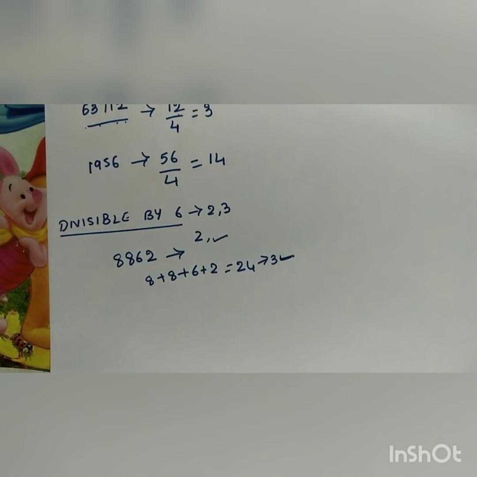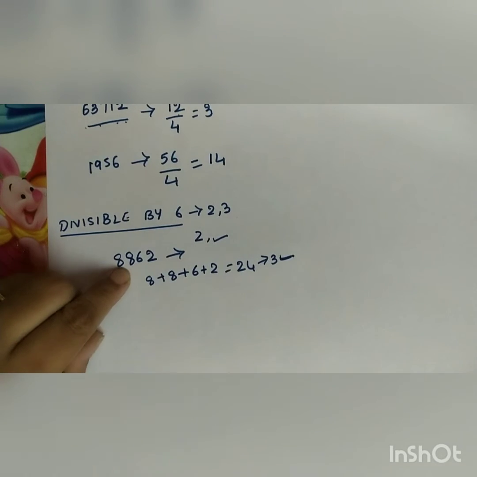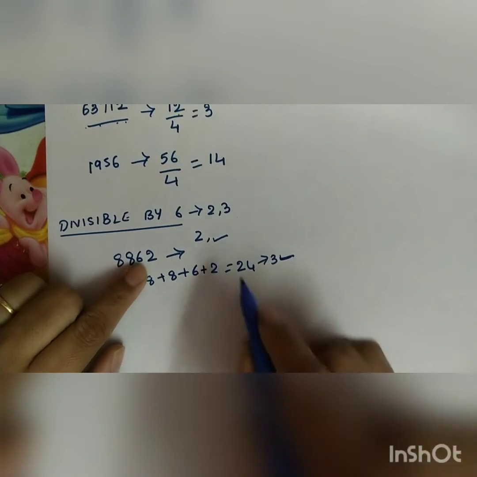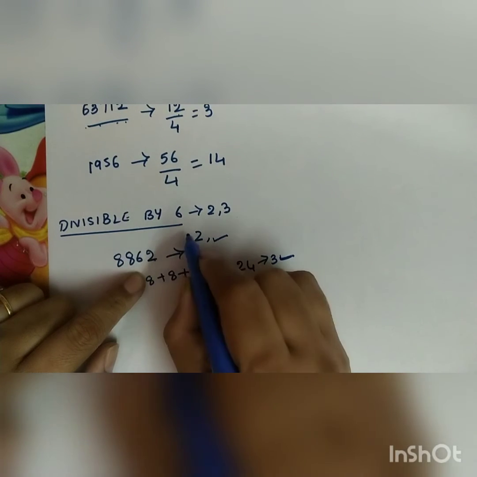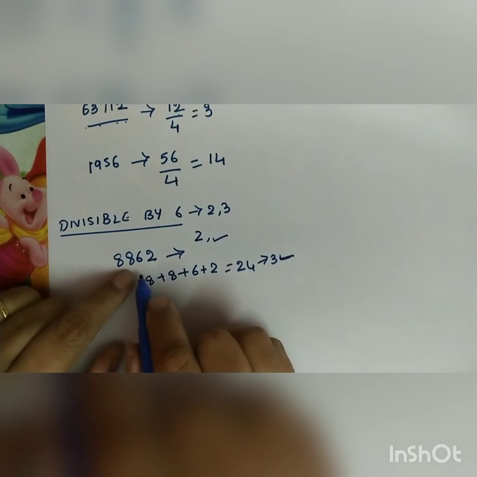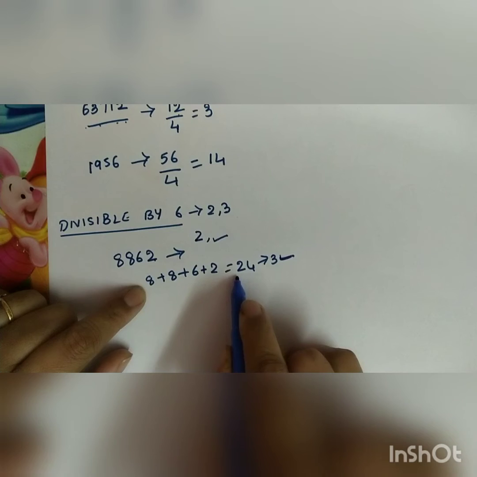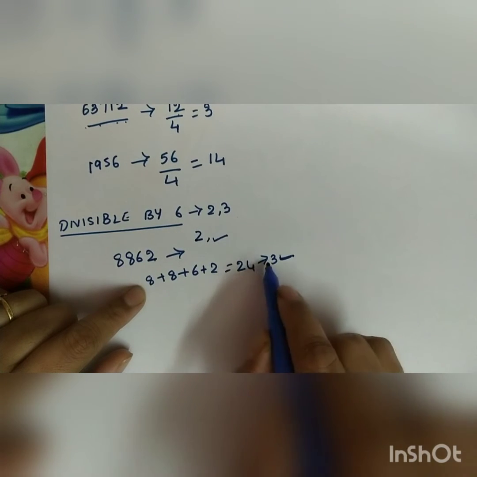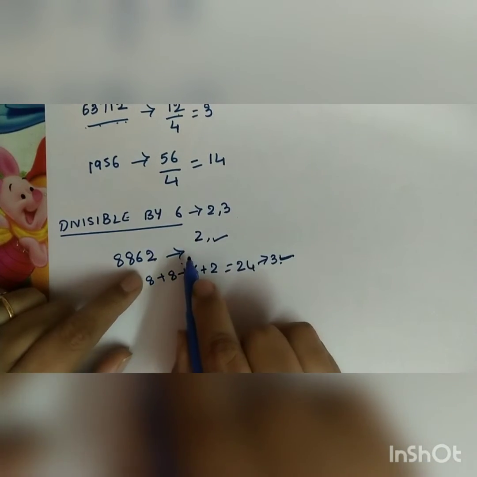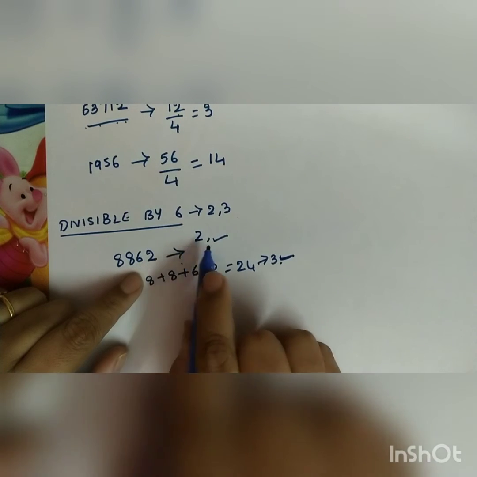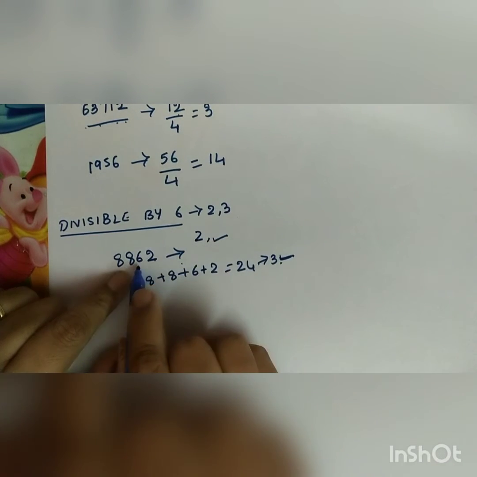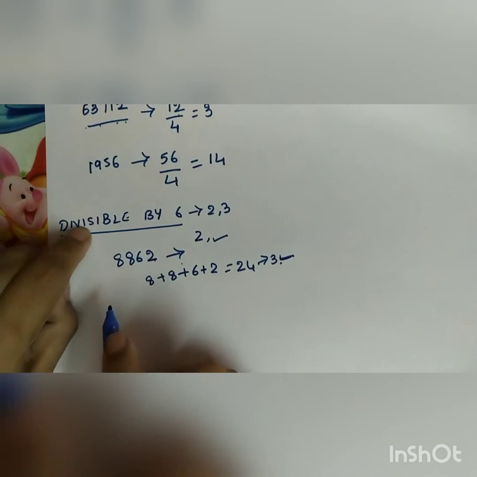The next divisibility test we are going to learn is for the divisor 6. For this, the number has to be divisible by both 2 and 3. Let's look at this example, 8862, which is an even number. That means it meets the divisibility test for 2. Now we have to check the divisibility test for 3. We just add the digits, which comes to 24, which is further divisible by 3. So this meets both conditions: it is divisible by 2 and also by 3, and so we can say that this number is divisible by 6.